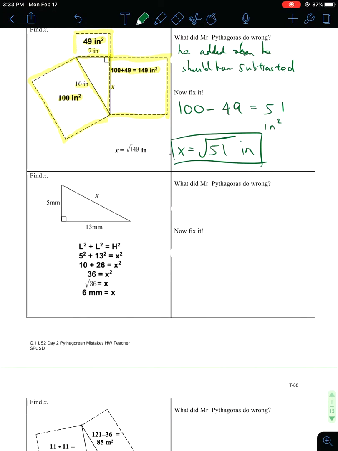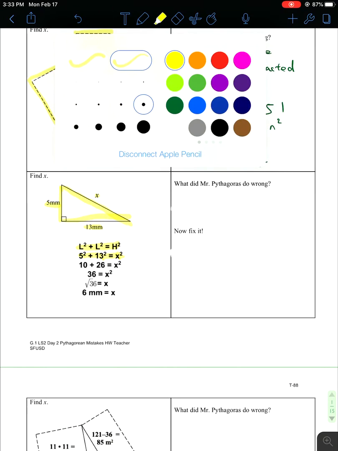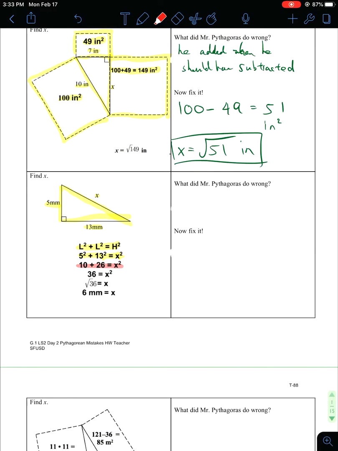For the second problem, we'll go through and look. Again, we have a right triangle. This one has side length 5, side length 13, and we're looking for x. They set up the familiar formula: leg squared, which is the small one, plus the other leg squared, equals the hypotenuse squared. That's our x. They correctly set up 5 squared plus 13 squared because those are the two legs, and they left x in place of the hypotenuse, and then we come across our mistake right here.